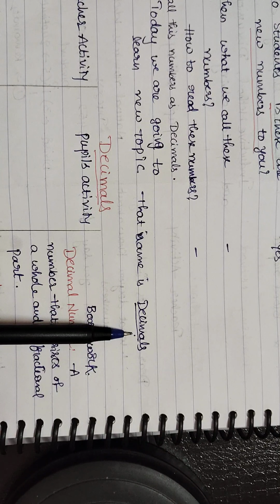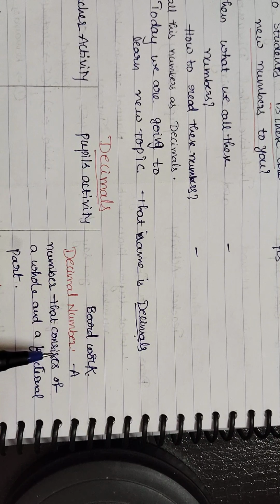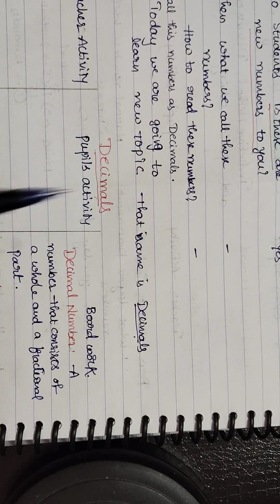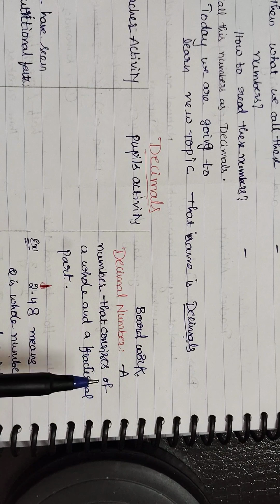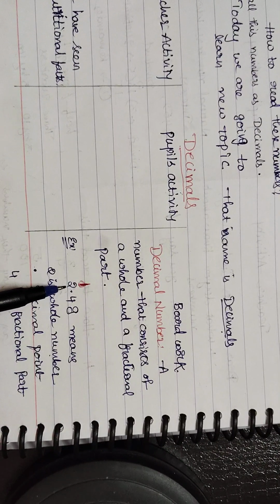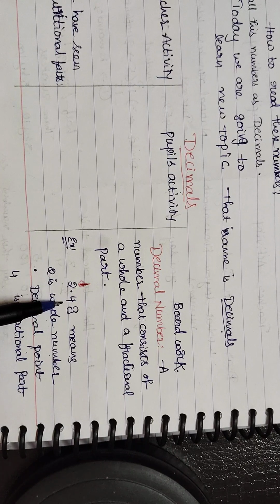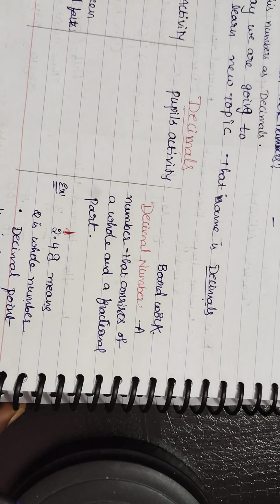So today we are going to learn about decimals: what a decimal is, what a decimal number is, and the terms in it. So today's topic is decimals. What is a decimal number? For example, 2.4 grams: 2 is the whole number, this point is called the decimal point, and 4 is the fractional part. We read this as 2.4 grams.